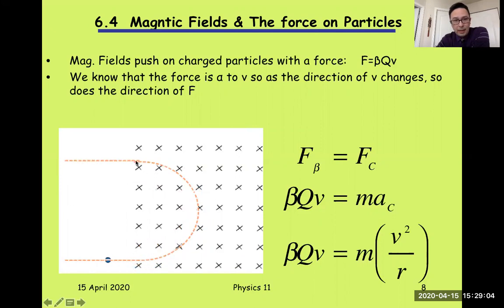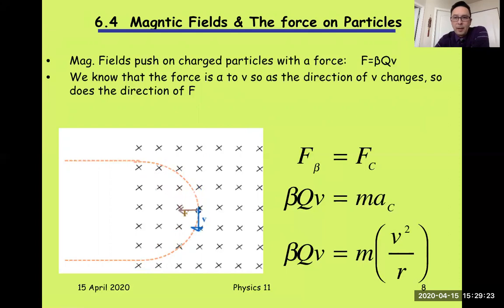Let's watch it come in again right here. So here comes the particle. It enters, there's a downward force, but then the velocity changes direction, so the force changes direction. And that causes the particle to move in a circular path. Ooh, circular path. We know something mathematically about circular paths.